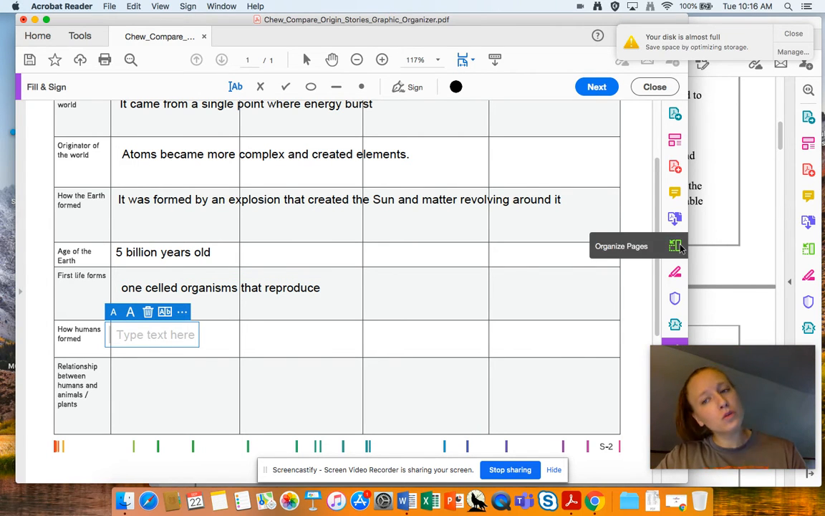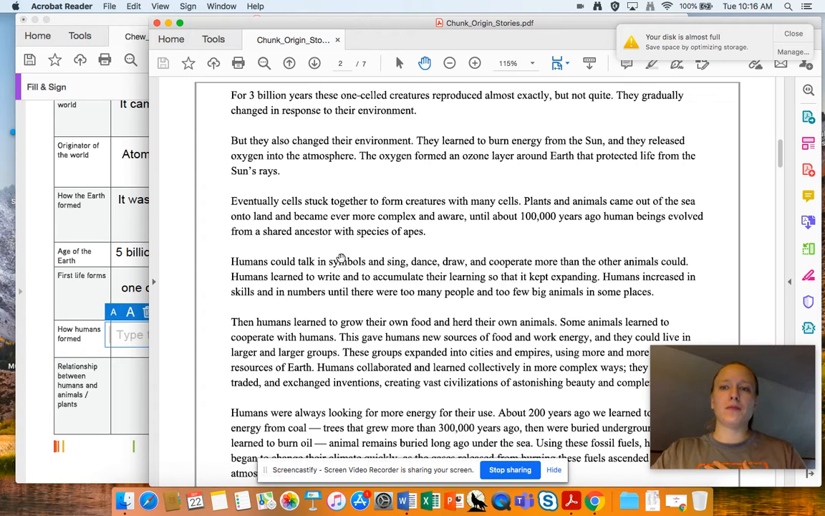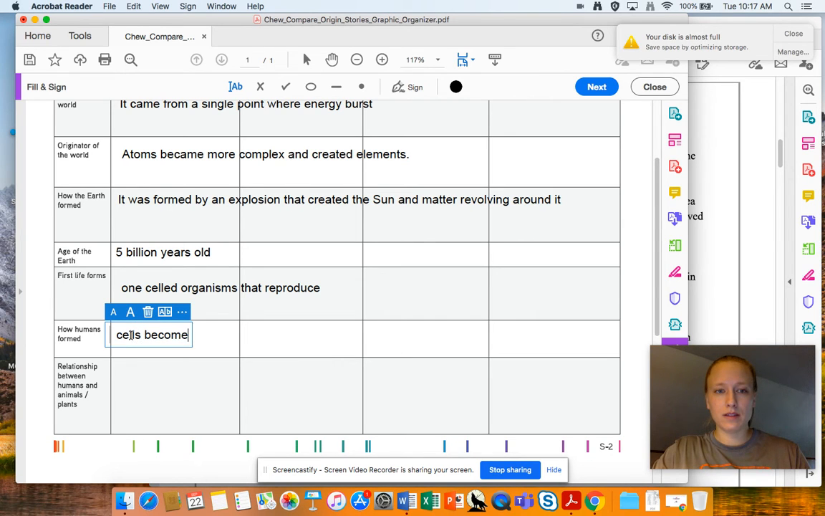Okay, now how were humans formed? So we're not quite to humans yet. Here we go. Eventually, cells stuck together to form creatures with more cells. So first, plants and animals came out of the sea onto land and became more complex and aware until about 100,000 years ago, humans start to evolve. So humans formed when cells became more complex and stuck together and started to evolve from the species apes.